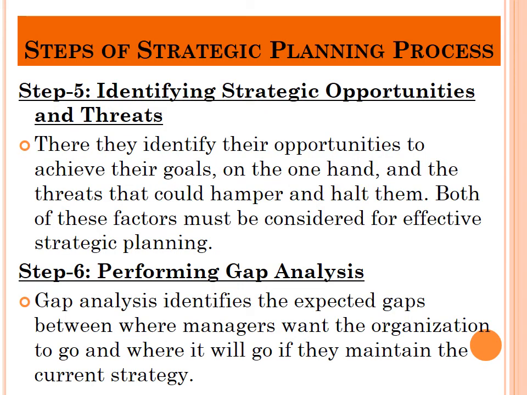Now we go to the fifth point in the strategic planning process. This is identifying strategic opportunities and threats. Here they identify their opportunities to achieve their goals on the one hand, and the threats that could hamper and halt them. Both of these factors must be considered for effective strategic planning.